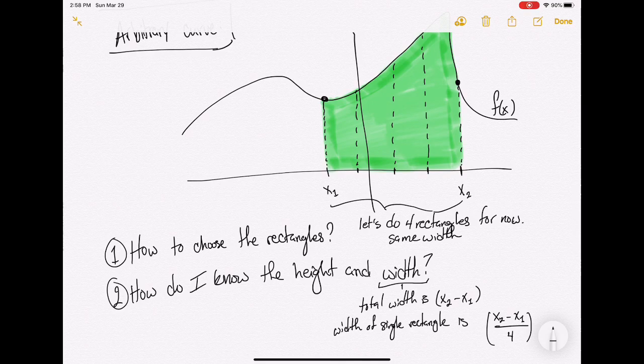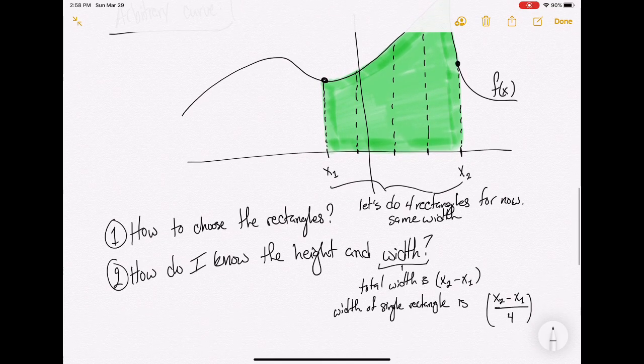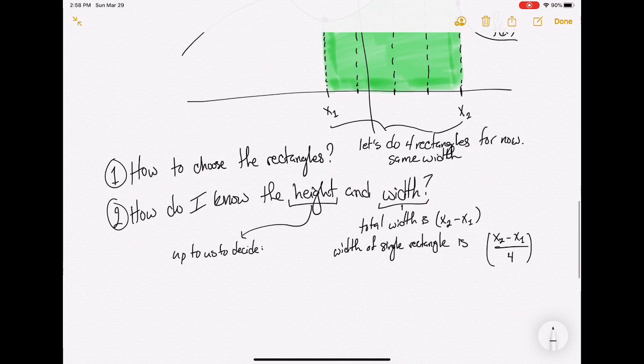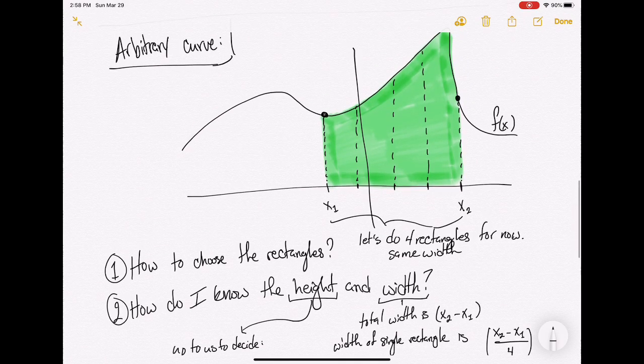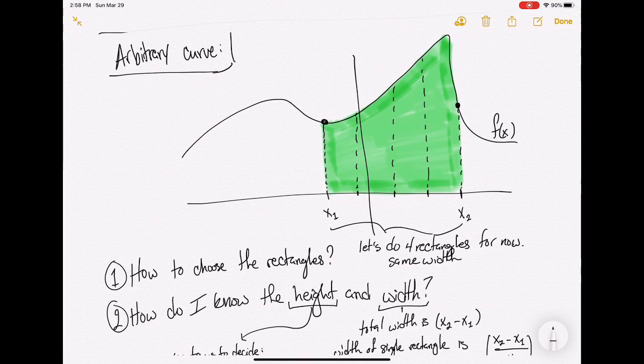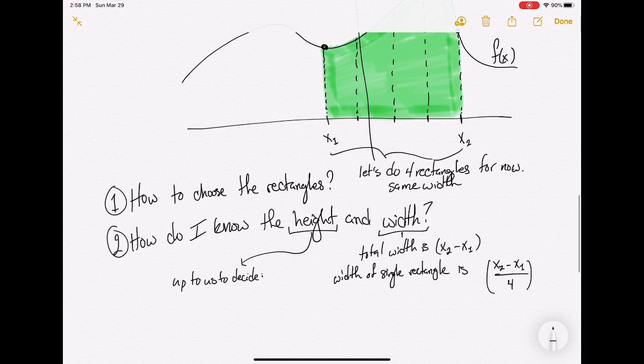The height's trickier. The height is kind of up to us to decide. And the mathematicians have given us three sorts of easy places to calculate, so to speak. They do what's called left endpoint. They do midpoint. And they do right endpoint.